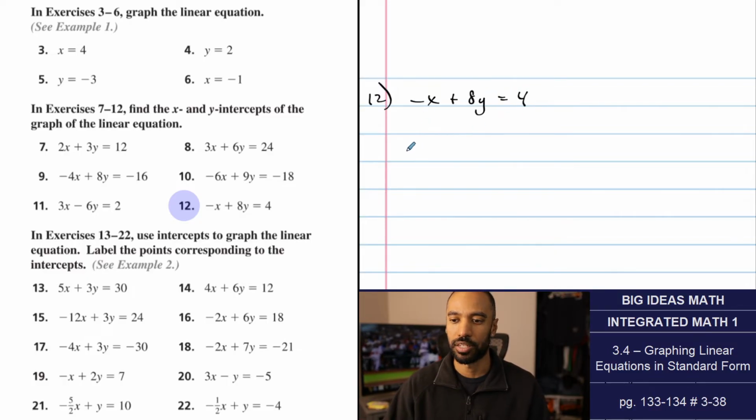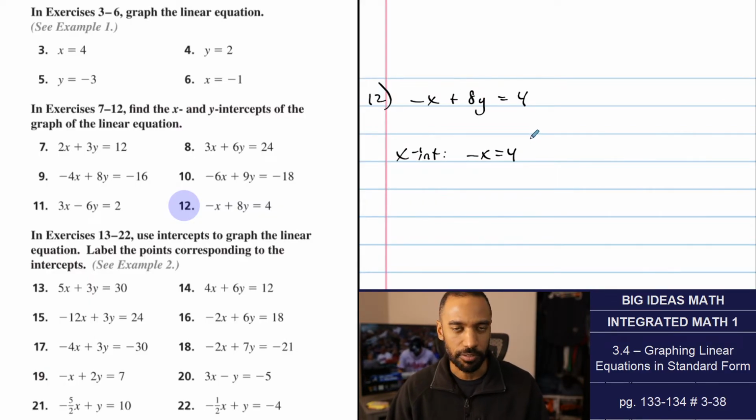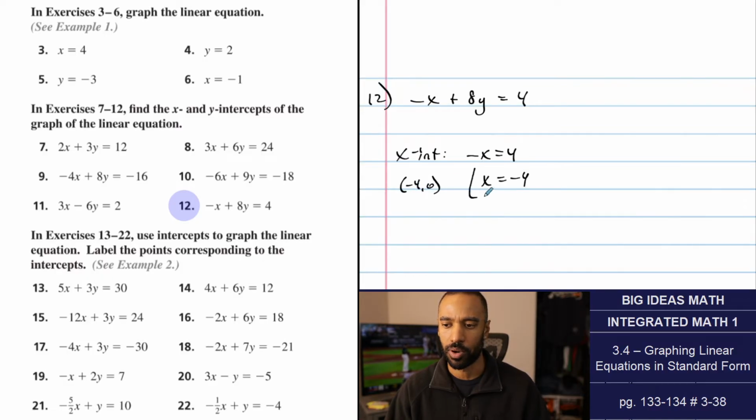No crossouts, no nothing. Let's see how we do on this one. The x-intercept, y equals 0. We have negative x equals 4 as an equation. We're not done. We have to solve for x. Divide by negative 1, switch signs, whatever you need. x is negative 4. Got an x-intercept of negative 4. There's our point we cross.